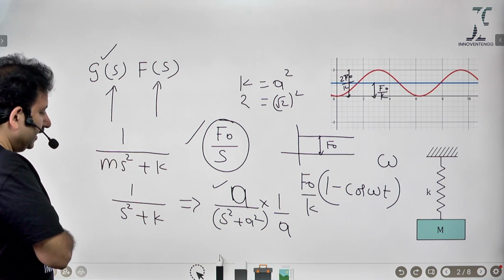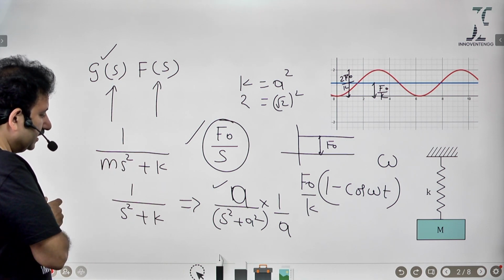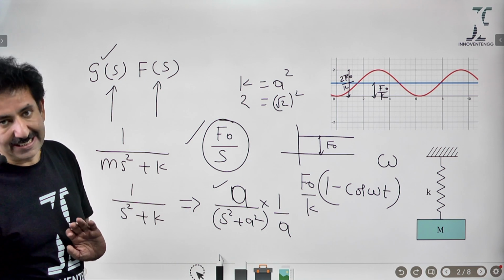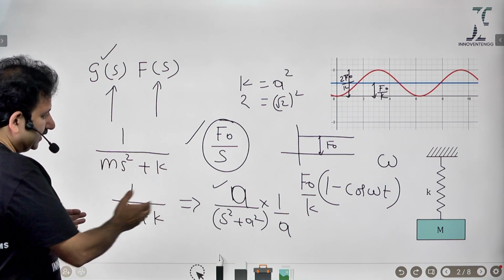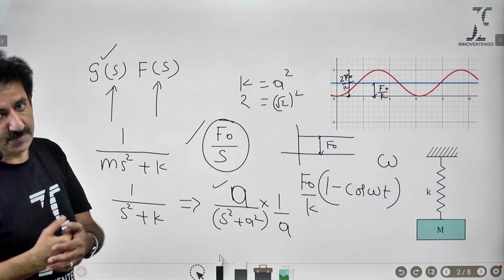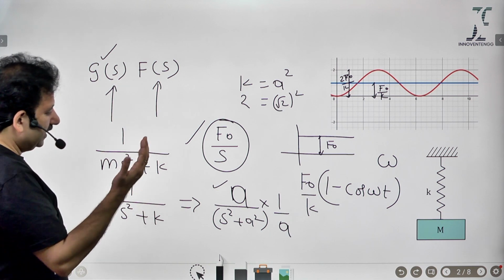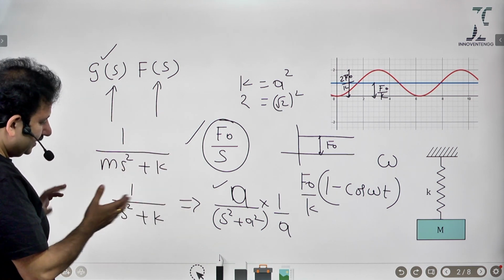It is got by transforming the differential equation by assuming 0 initial conditions, and then this, when multiplied by the input, that is F0 by S, will give you the system response in terms of frequency domain. And of course, when you take the inverse Laplace transform, you will get the time domain response.